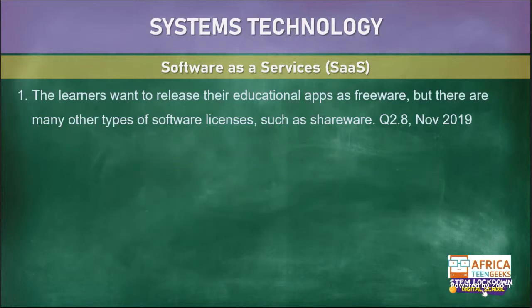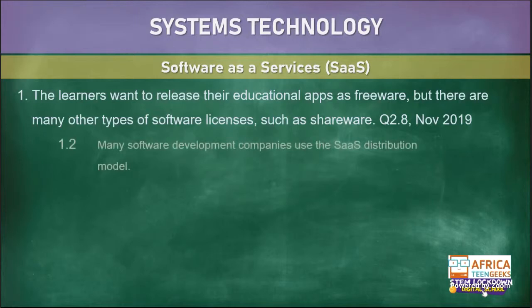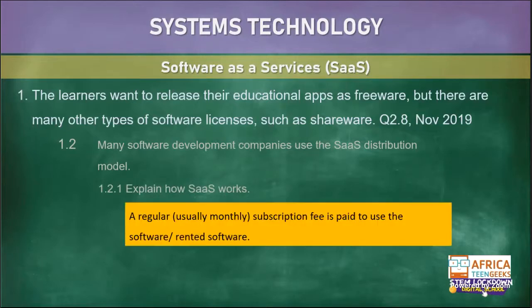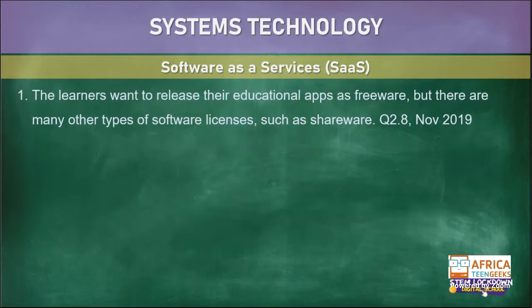And then number 2, many software development companies use the SaaS distribution model, software as a service. And then it says, explain how it works. Now, this one works mostly on a subscription fee paid either per month or per year. If you don't pay, then you won't have access to the software.